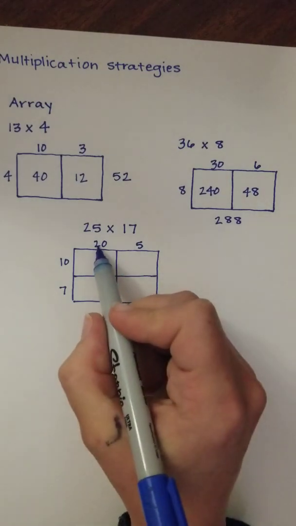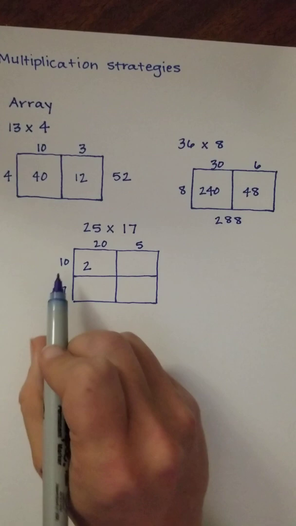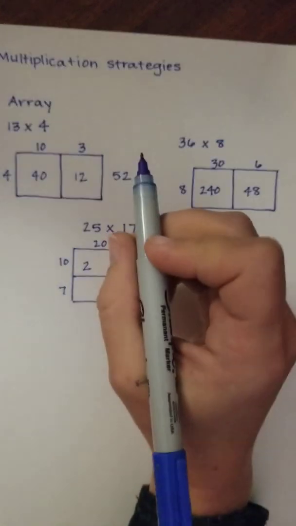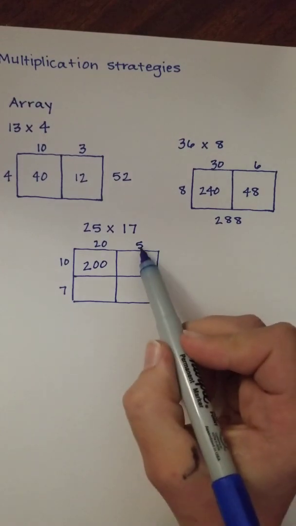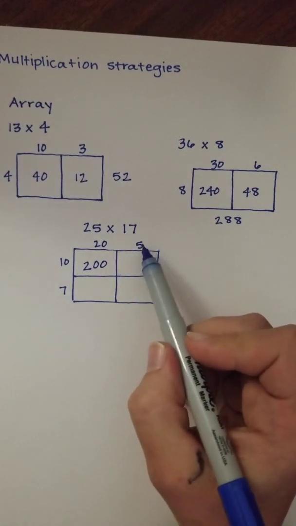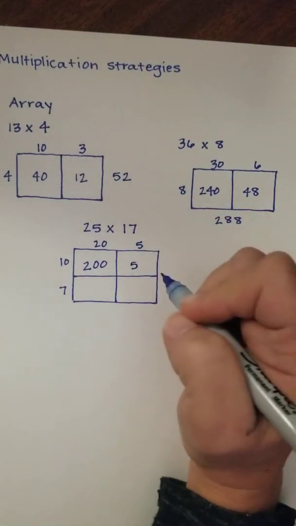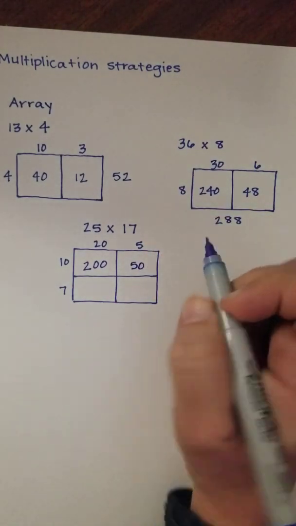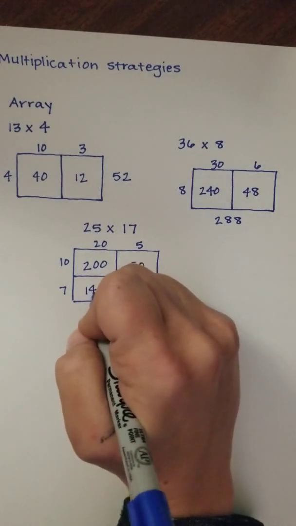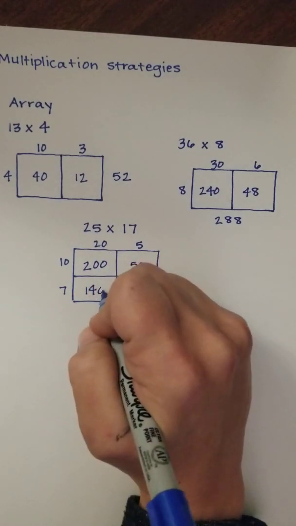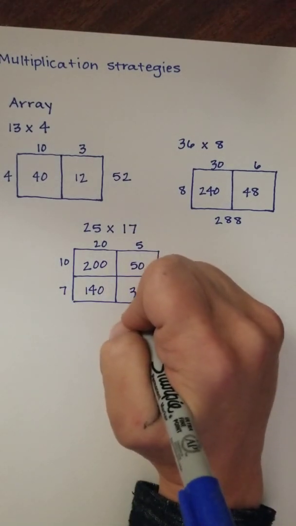So 2 times 1 is 2, and I have a 0 here and a 0 here, so I'm going to add 2 zeros. 5, now we all know 10 times 5 is 50, but 5 times 1 is 5, and there's only 1 0. 7 times 2 is 14, and there's 1 0 showing, so I add that. And 7 times 5 is 35.